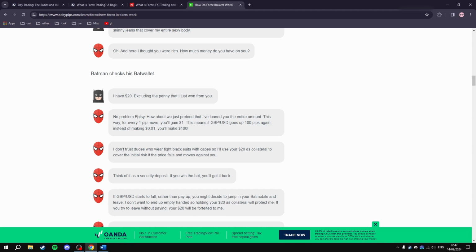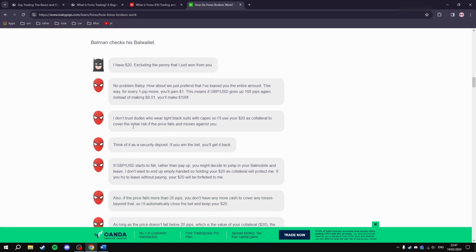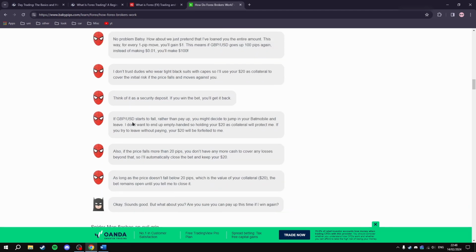"I don't trust dudes who wear tight black suits with capes, so I'll use your $20 collateral to cover the initial risk if the price falls and moves against you. Think of it as a security deposit. If you win the bet, you get it back. If GBP/USD starts to fall, rather than pay up, you might decide to jump in your Batmobile and leave. I don't want to end up empty-handed, so holding your $20 as collateral will protect me. If you try to leave without paying, your $20 will be forfeited to me."